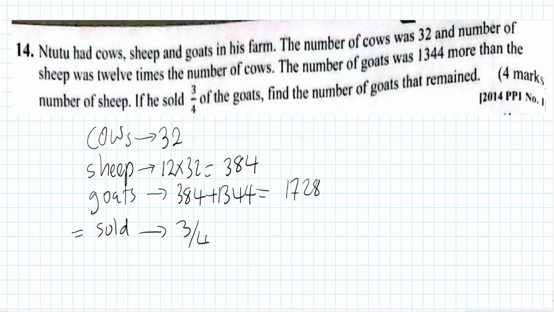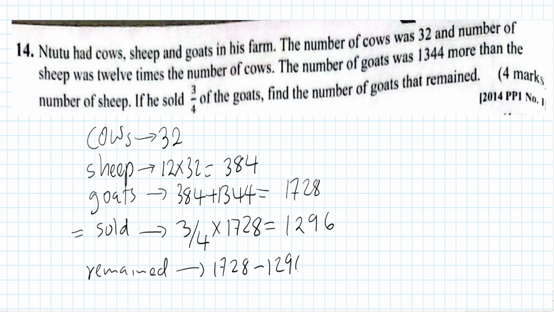That is 3/4 of 1728. Let's see how much that gives us. 3/4 of 1728 is 1296. Find the number of goats that remained. So the number of goats that remained will be 1728 minus the ones that he sold. 1728 minus 1296 gives you 432. So 432 goats remained. That is the answer.